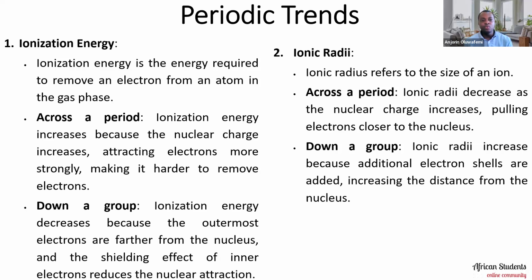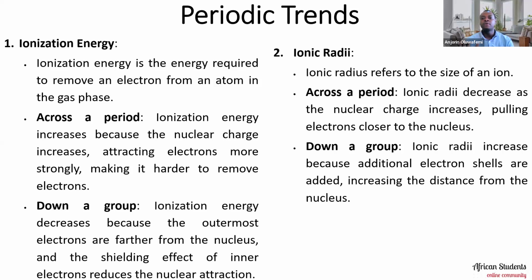Now, across a period, ionization energy increases because the nuclear charge increases, attracting electrons more strongly, making it harder to remove electrons. Down a group, ionization energy decreases because the outermost electrons are further from the nucleus, and the shielding effect of inner electrons reduces the nuclear attraction. So that's the trend of ionization energy: it increases across the period and decreases down the group.